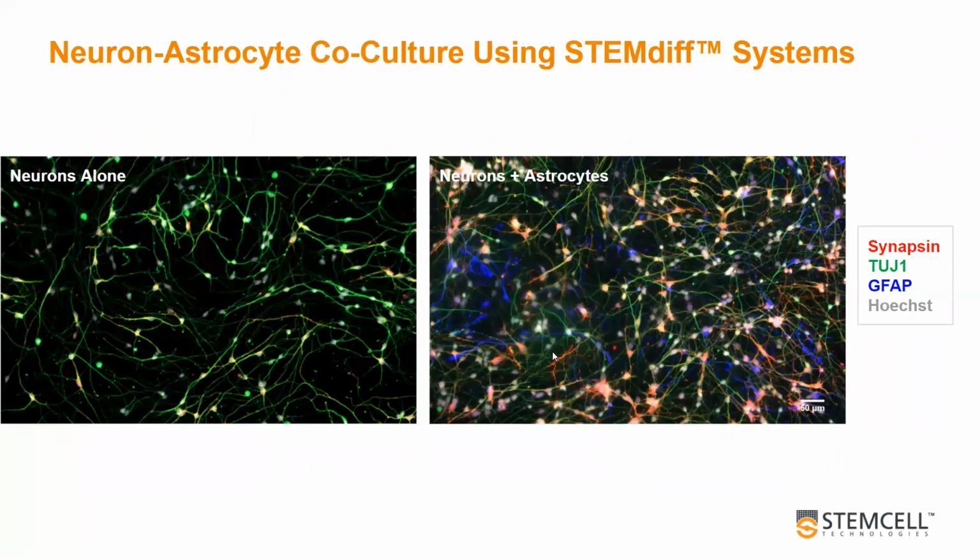We also checked the synaptogenesis in the co-culture system. As shown here, neurons in the co-culture group seem to have more punctate-like synaptic signal.